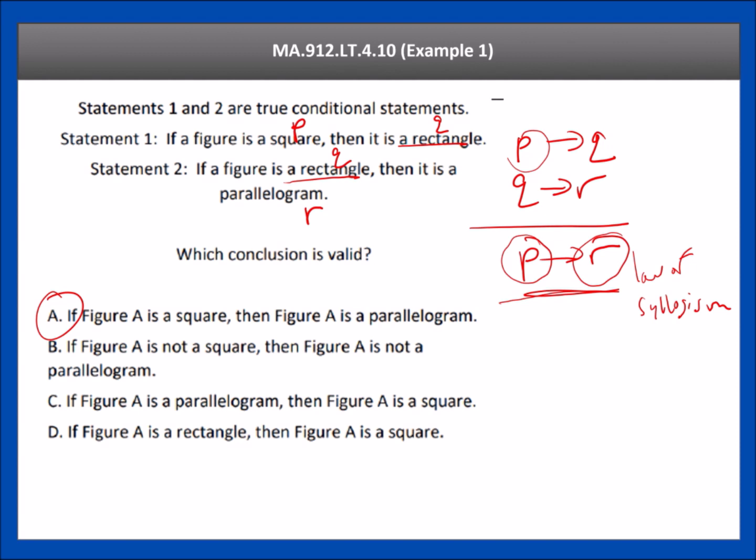If figure A is a parallelogram, then figure A is a square. Now this doesn't necessarily work the other way around, right? This is only one directional. So if it's a parallelogram, that doesn't mean that it's a square. It could be a rectangle, right? If figure A is a rectangle, then figure A is a square. Again, it doesn't work in reverse. So that's saying Q implies P, right? This is not two directional. It's only one directional. It's P implies Q, but that doesn't mean Q implies P. So the answer is A.